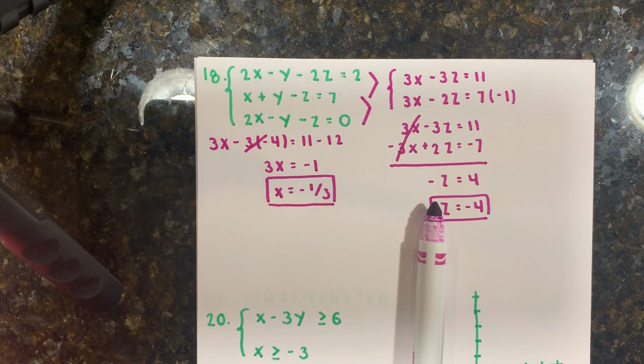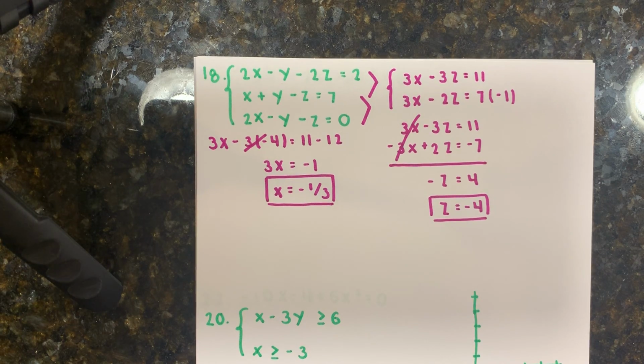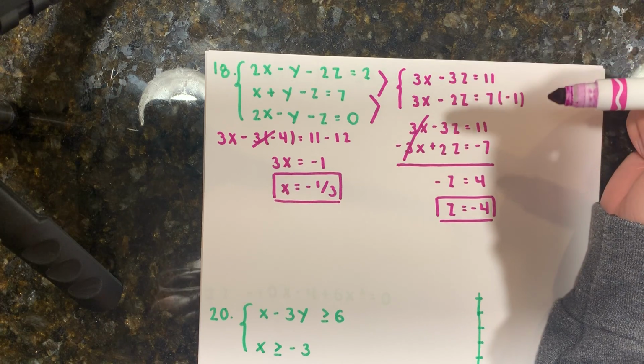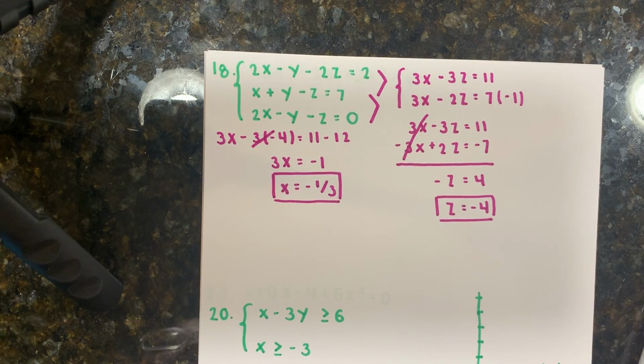So 105, number 18. That's not right. So I must have done something wrong. So I probably did not write this equation down right. Let me go and check. See, even your teacher makes mistakes.